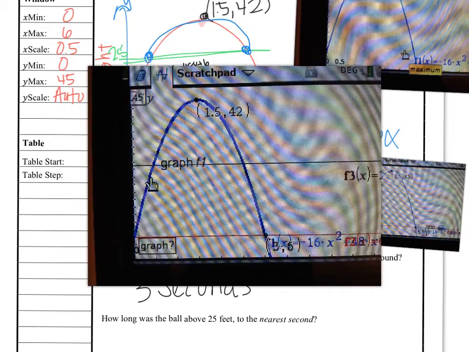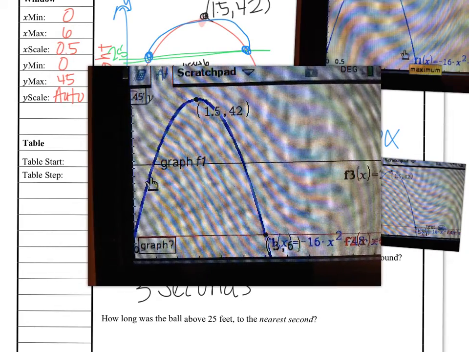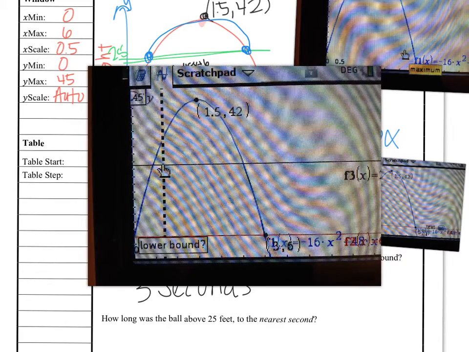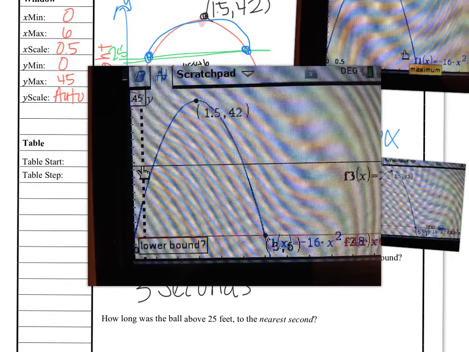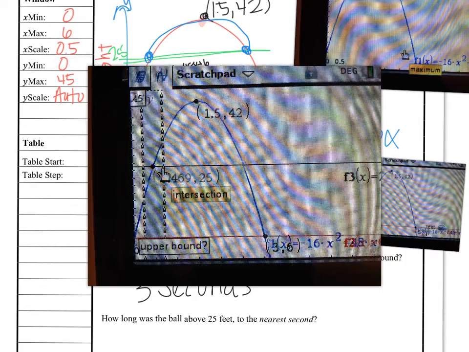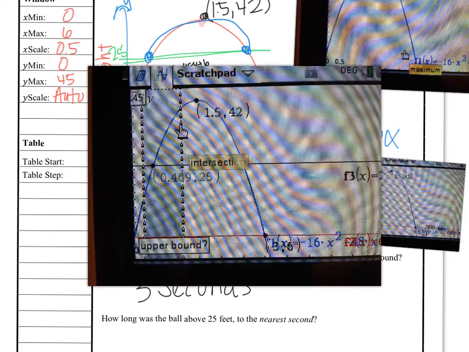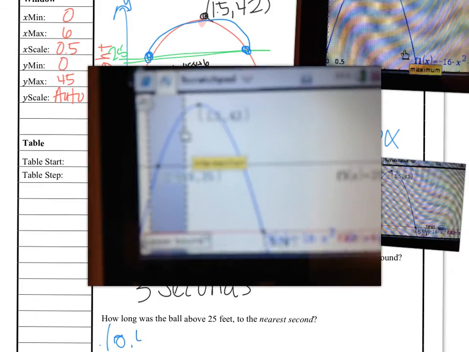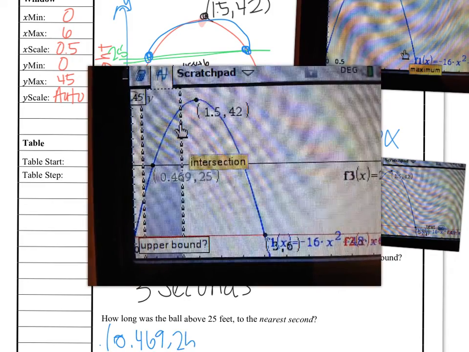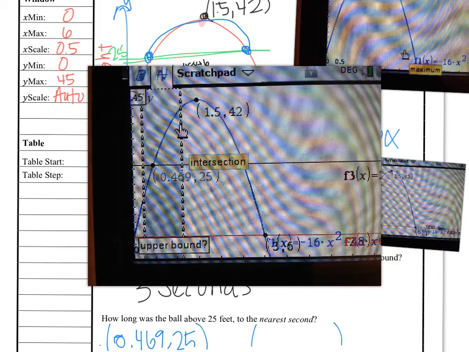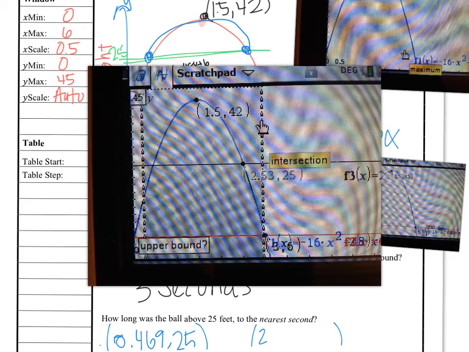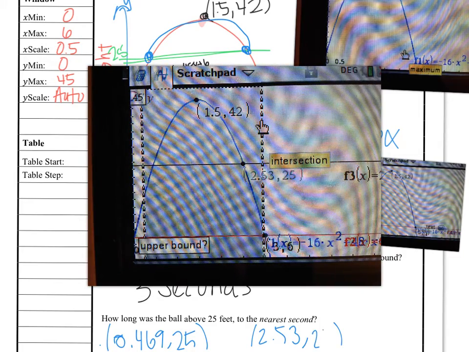So they're asking what graph, because I have multiple graphs on here, so I'm going to choose this first one, and the second graph will be here. I'm just hitting enter each time. Lower bound is here, upper bound. So I'm going to sketch this point down on my paper. It starts at 0.469, 25, and then I want the other one. So I'm going to just keep scrolling over, and it says 2.53, 25.